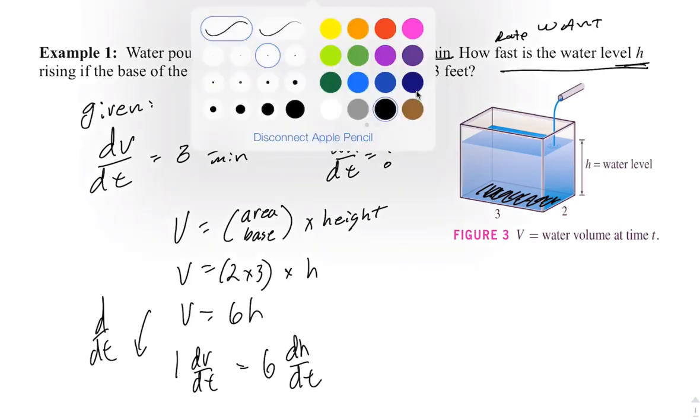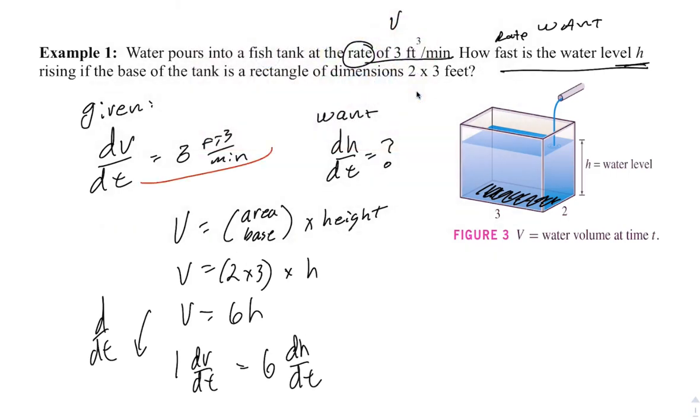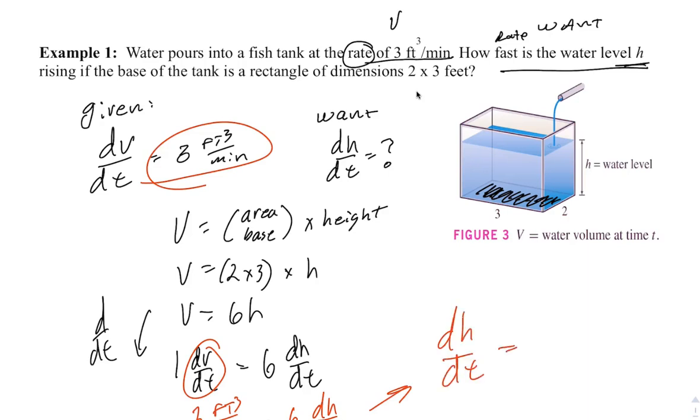Again, look at our givens and our wants. They gave us dV/dt, that's 3 feet cubed per minute. So this guy right here is 3 feet cubed per minute. And I want this guy, 6 dh/dt. Divide by 6, and we get dh/dt equals 1/2.